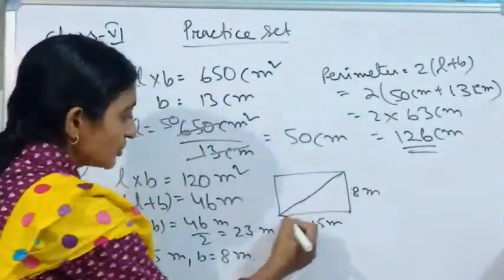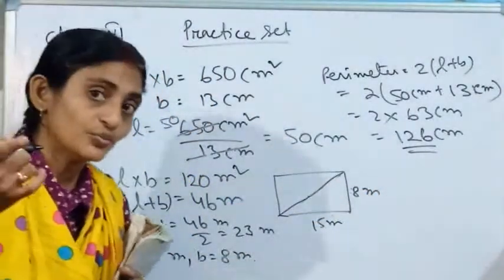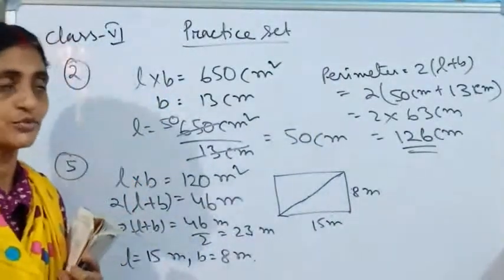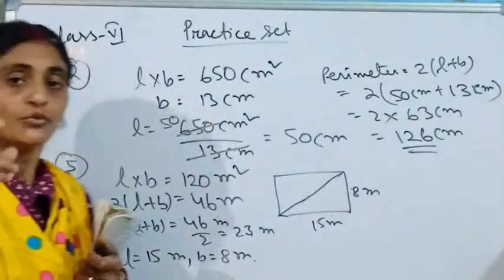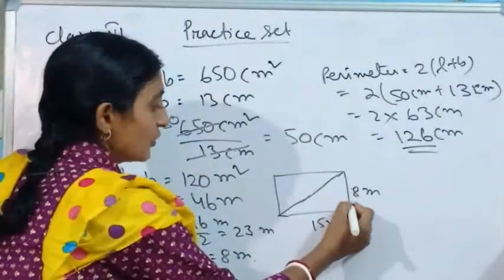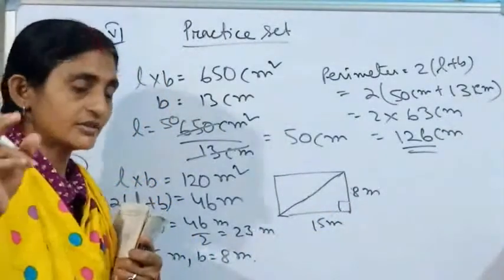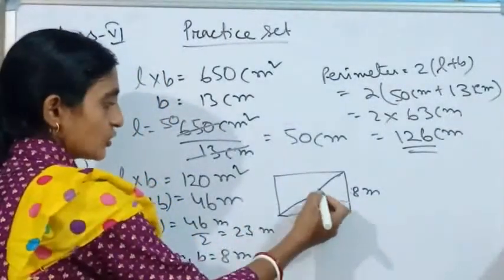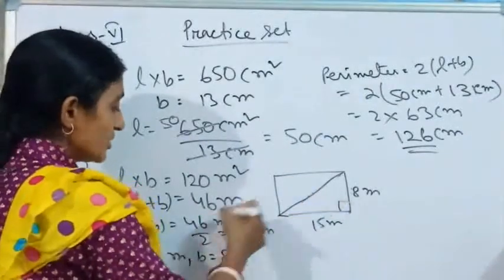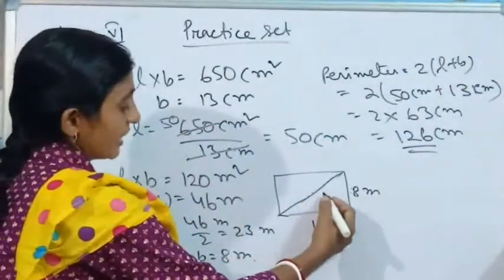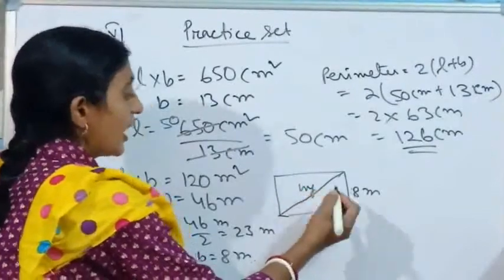What will be the length of the diagonal now? Previously, in the previous set, we have solved how to find the diagonals. For that what we have done, we have considered this is a right angle triangle, this is the right angle, its opposite side is the hypotenuse, which is here considered as the diagonal. So this is, let it be the hypotenuse.